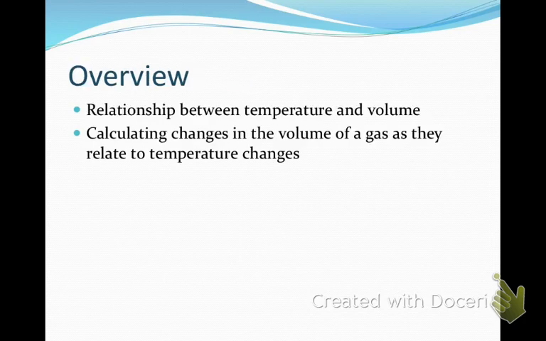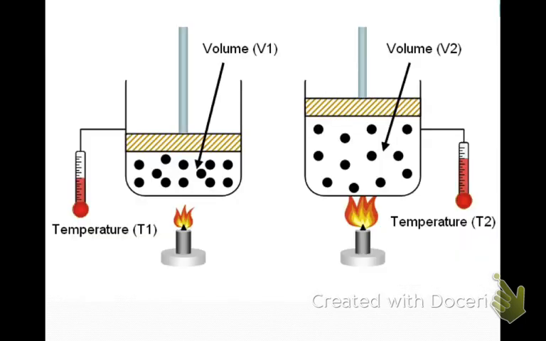So the overview is that we're going to take a look at the relationship between temperature and volume, and so if we change the temperature, what happens to the volume of these gases, and we're going to calculate what those changes are. So the first thing here is I'm going to show you guys pretty much a piston. On the left-hand side, we have a container. It has a certain volume, and the temperature is T1.